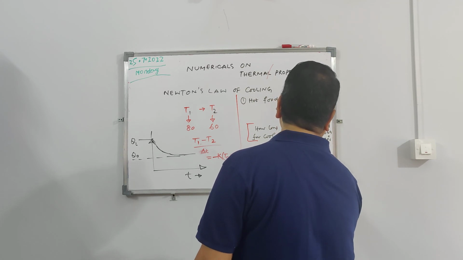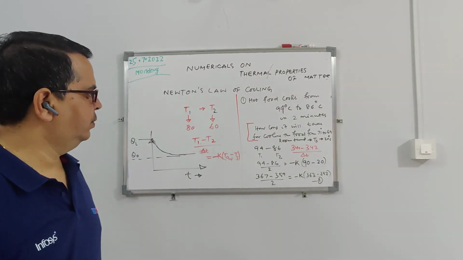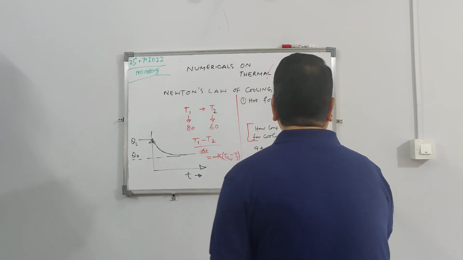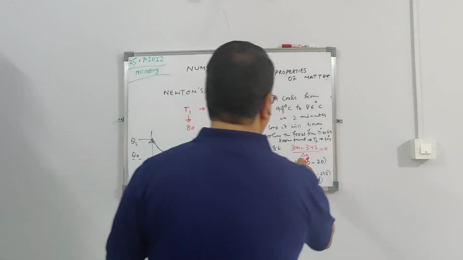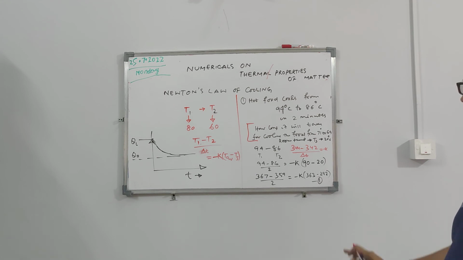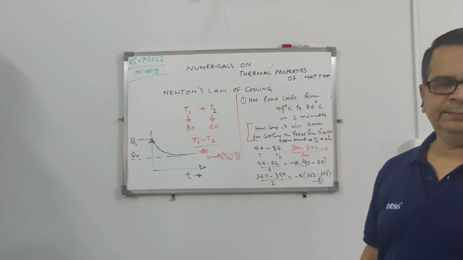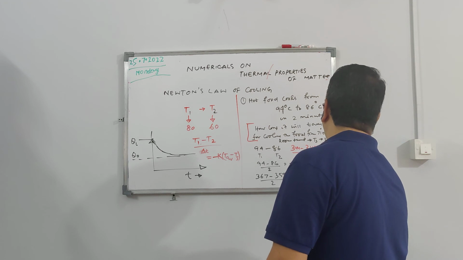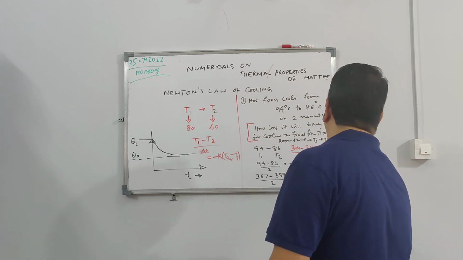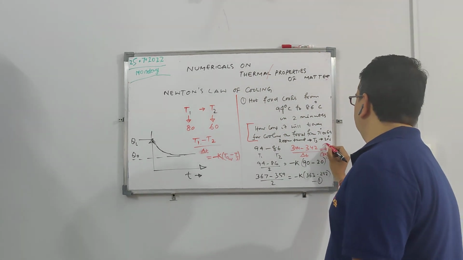342 divided by delta T. This time we do not know delta T, how much time it will take. On the other side it will again be minus K into the average temperature of 344 and 342, which is 343 only. That is the average temperature minus 293. So now this is your equation 2.